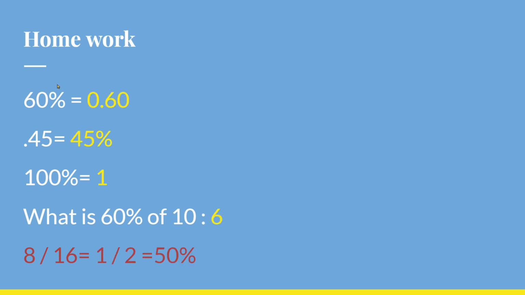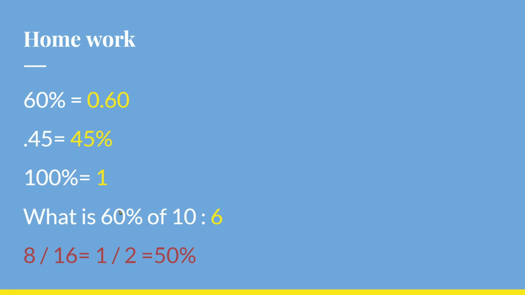Here are the answers. 60% converted to a decimal is 0.60. 0.45 in terms of percent is 45%. 100% is equal to 1 in terms of decimals in this case, right? It doesn't always equal 1. So if we're taking 2% of 6, and we're trying to get 100%, 100% of 6 would be 6 in that case, not 1. So this is a conversion and not always necessarily true.